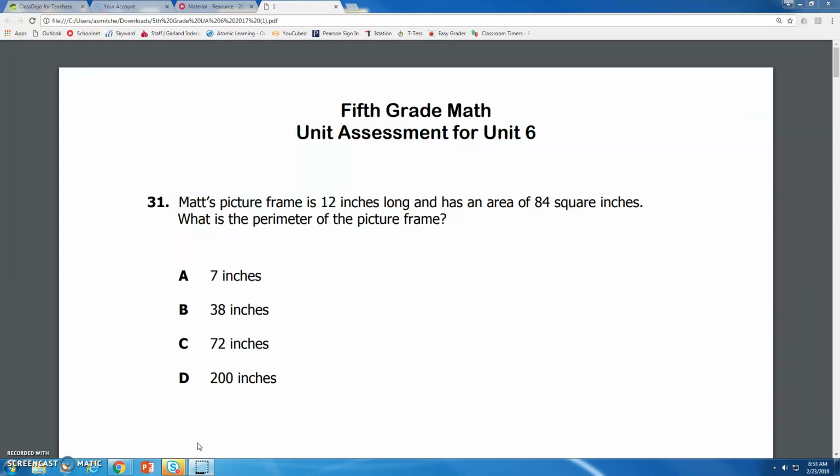Here we go. 31. Matt's picture frame is 12 inches long and has an area of 84 square inches. What is the perimeter of the picture frame? Is it A, 7 inches, B, 38 inches, C, 72 inches, or D, 200 inches? Hit pause.